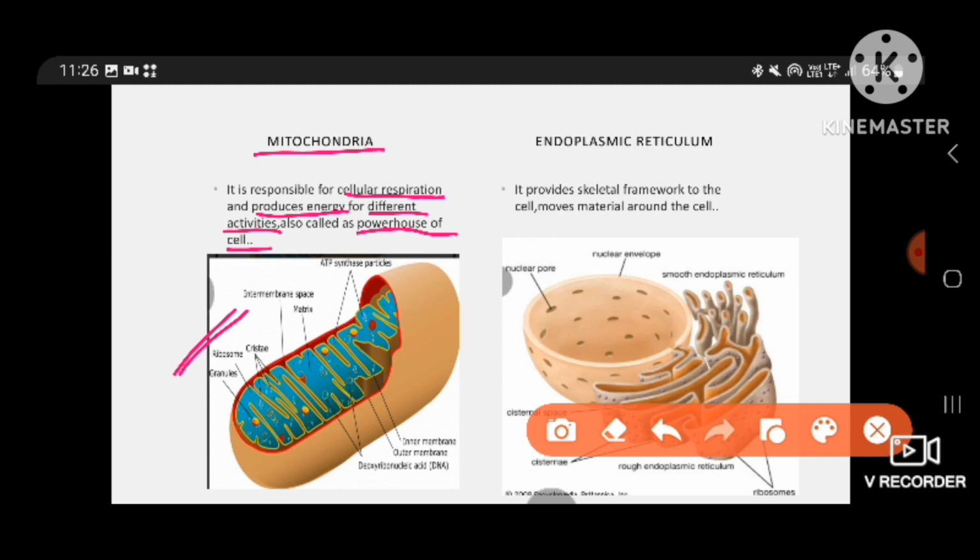Another one is the endoplasmic reticulum. It provides the skeletal framework to the cell and moves material around the cell. This is basically the diagram of the endoplasmic reticulum. The first one is the smooth endoplasmic reticulum and the other one is the rough endoplasmic reticulum. So these are the two types of endoplasmic reticulum.